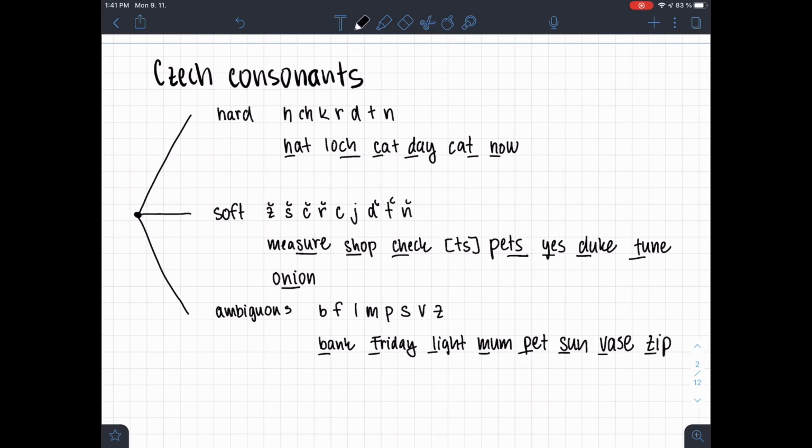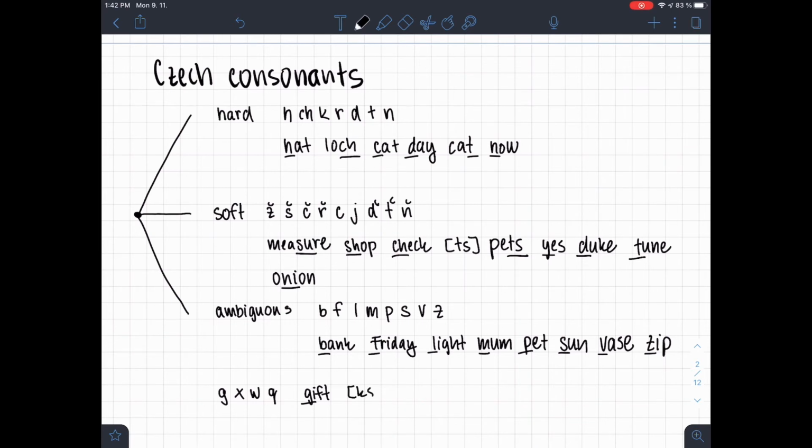Okay, I said there are only three groups of consonants, but actually there is one more. If you remember from the previous video, there are some sounds and letters we have in the Czech alphabet, but they are specifically for loan words. Words we adapted from different languages. These are g, x, w, qu. G like a word gift.